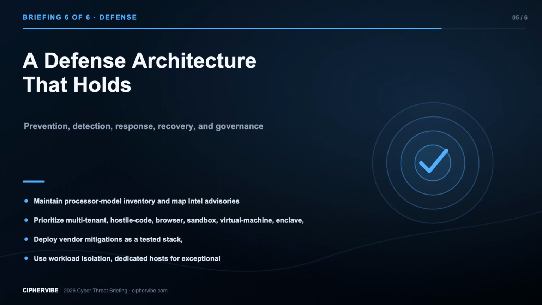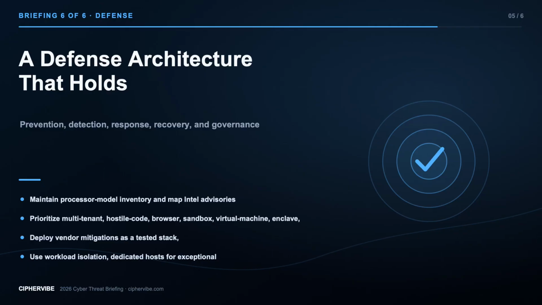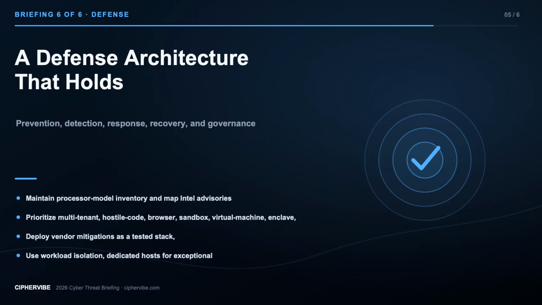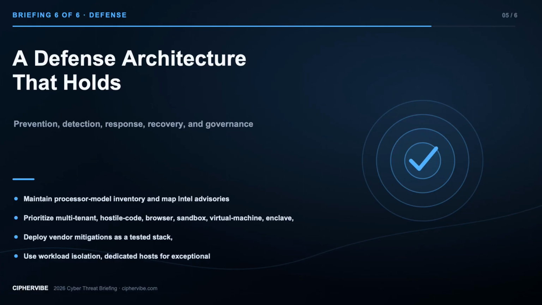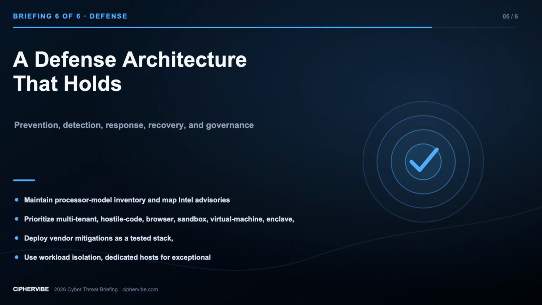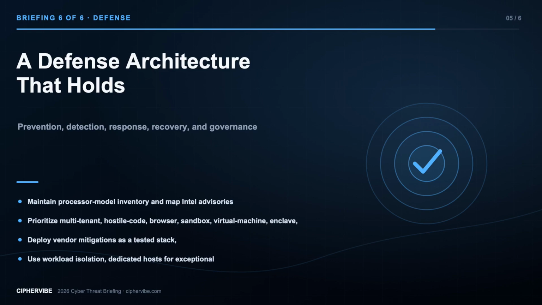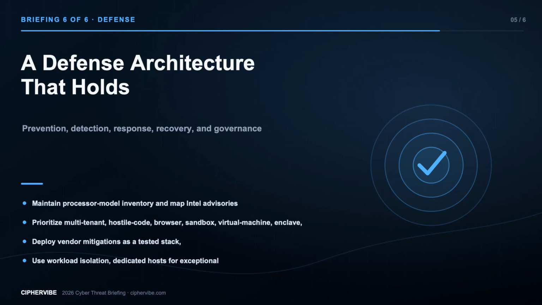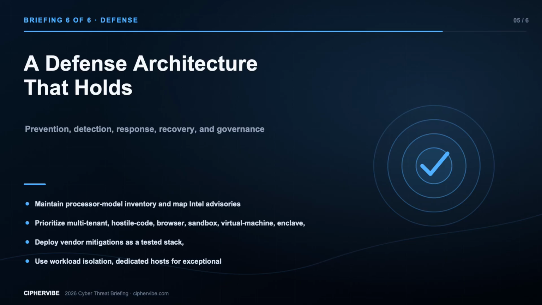Third, deploy vendor mitigations as a tested stack, confirm they are active, record performance effects, and prohibit unreviewed disablement. Fourth, use workload isolation, dedicated hosts for exceptional secrets, least privilege, code signing, sandboxing, and reduced co-residency where residual risk remains. Fifth, validate attestation security versions and trusted computing base recovery so outdated platforms can be rejected or quarantined by policy. For each important risk, ask 5 questions.